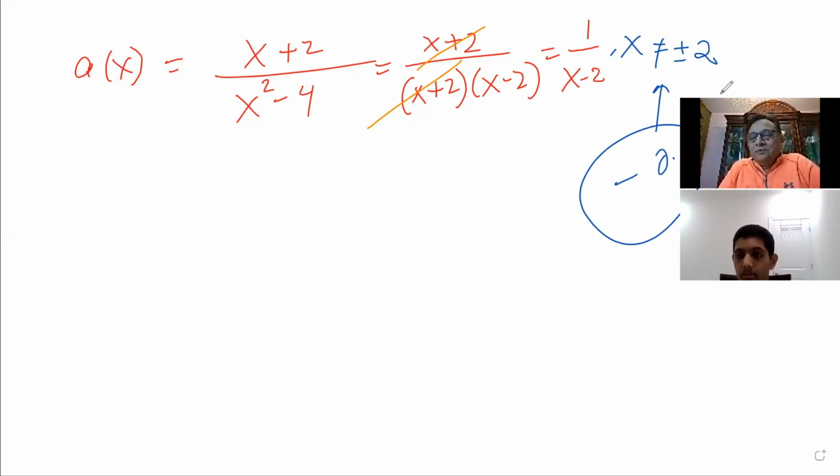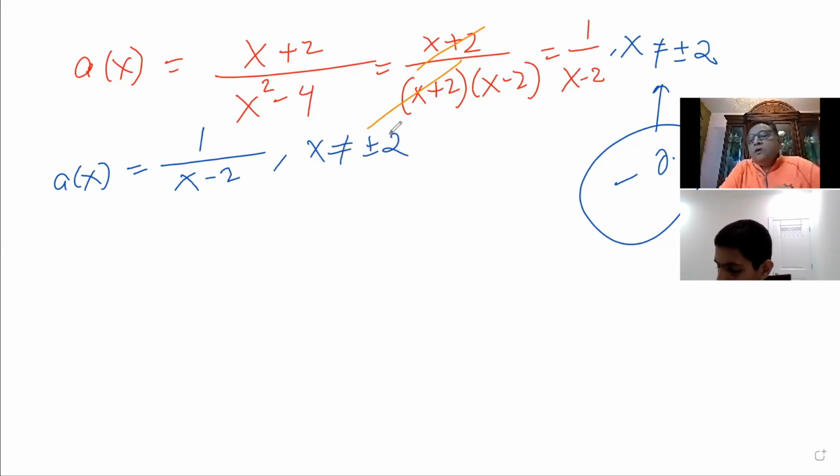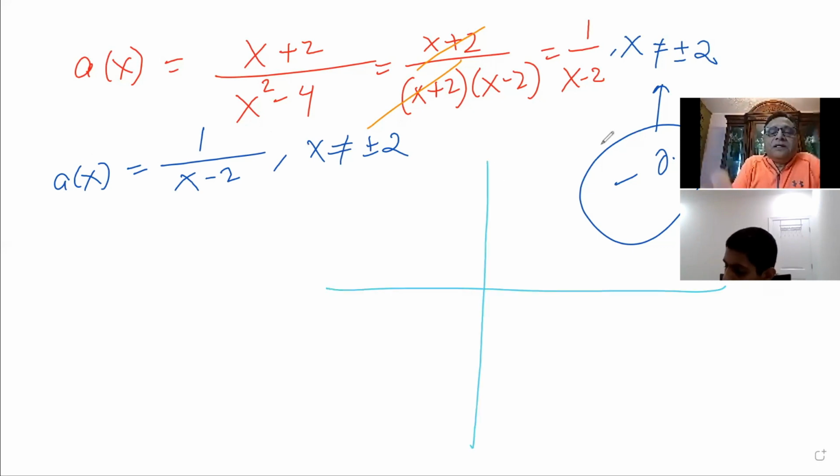Yeah. Okay. Now, when x plus 2 cancels, and we are writing that a of x is now equal to 1 over x minus 2, where x is not equal to plus or minus 2, how am I going to graph it? That is our next question, right? How do we graph it? Well, it looks simple. It is like 1 over x moved 2 units to the right, correct? So you will say, well, simple as that. 1 over x moved 2 units to the right. That means the graph should be something like this, right?